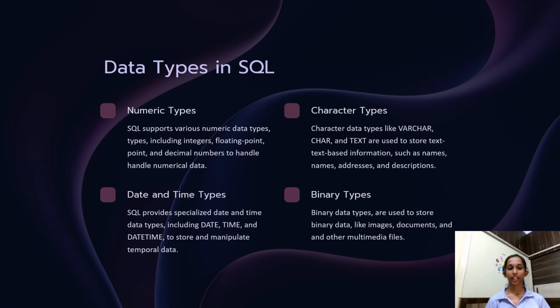The first type is numeric types. SQL supports various numeric data types, including integers, floating point, and decimal numbers to handle numerical data. And the next data type is character type, which includes varchar, char, and text, used to store text-based information such as names, addresses, and descriptions. And the next data type is date and time. SQL provides specialized date and time data types, including date, time, and datetime, to store and manipulate temporal data. And the last data type is binary types. Binary data types are used to store binary data like images, documents, and other multimedia files.